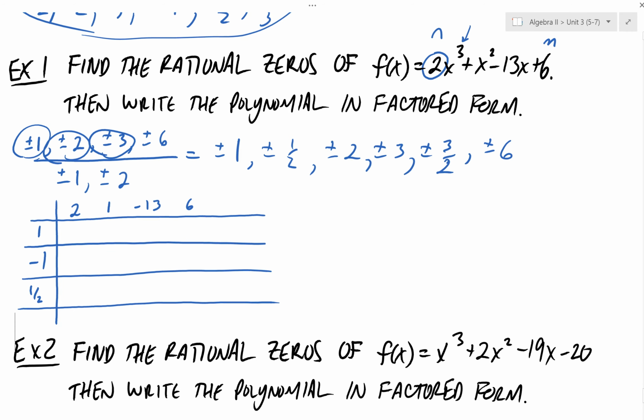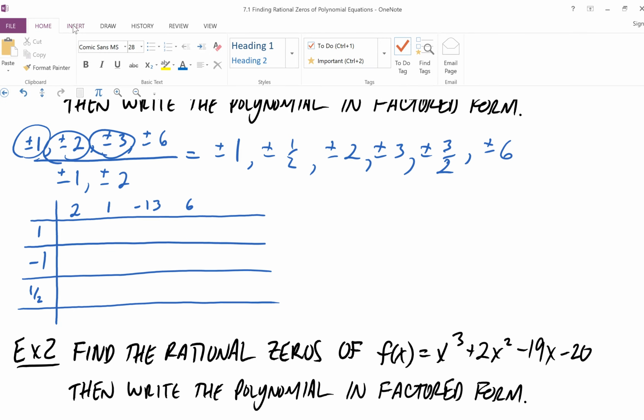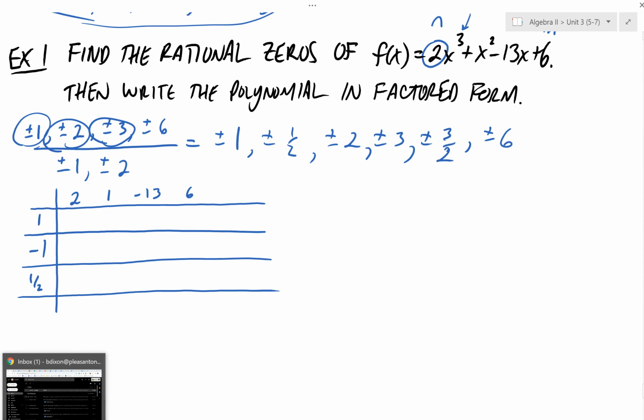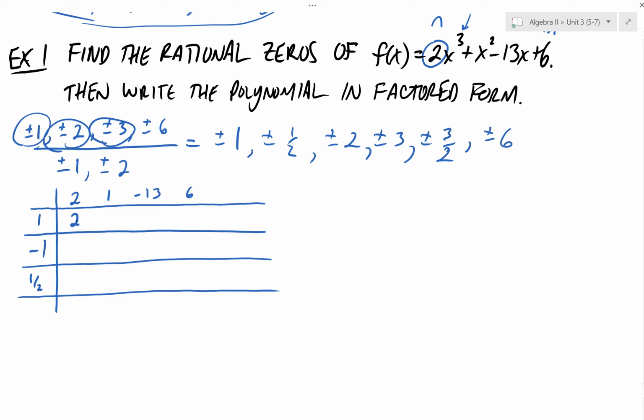And so using synthetic division, I'm not going to write all the steps. We're trying to do it all in one row. When I do synthetic division, I would bring the 2 down, I would multiply, and then add. So when I multiply 1 times 2, I get 2. Add it to the next one, and I get 3.